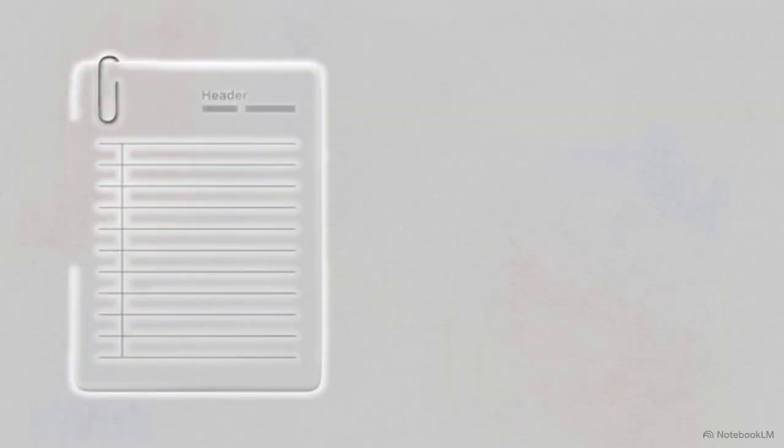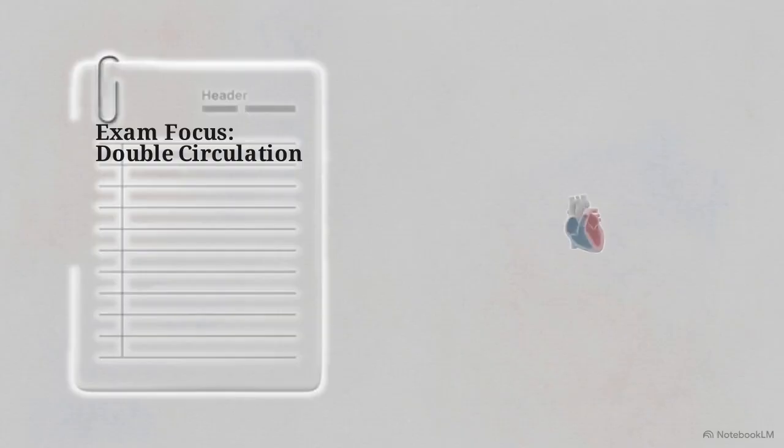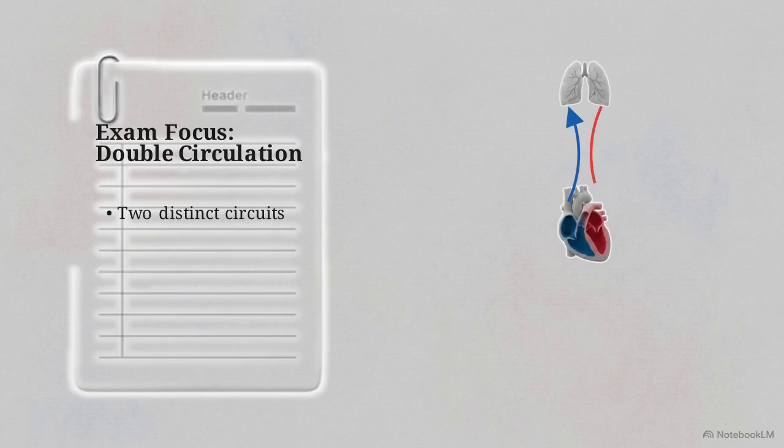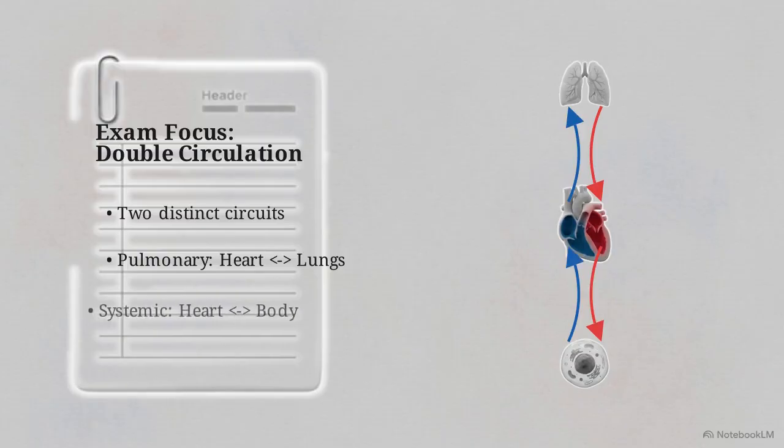To apply this to your exams, define double circulation as the separation of oxygenated and deoxygenated blood into two distinct circuits, pulmonary and systemic. For full descriptive marks, state that pulmonary circulation moves blood between the heart and lungs, while systemic circulation moves it between the heart and the rest of the body.